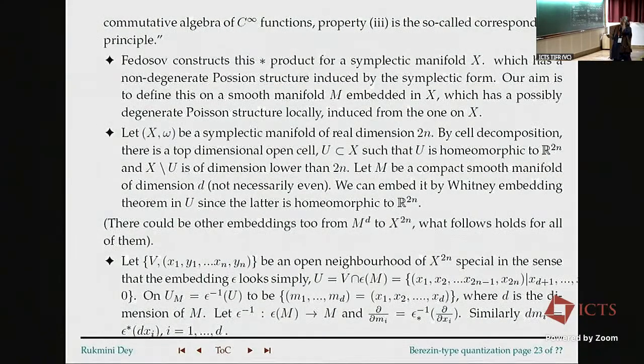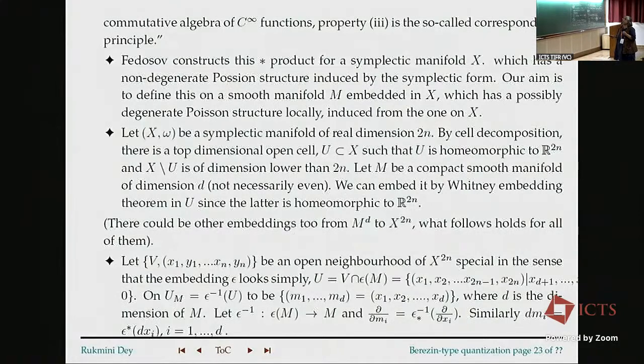So Fedosov constructs this star product for a symplectic manifold, which has a non-degenerate Poisson structure induced by the symplectic form. Our main aim is to define this on a smooth manifold embedded in X, which has a possibly degenerate Poisson structure locally induced from the one on X. So how do we induce the Poisson structure?